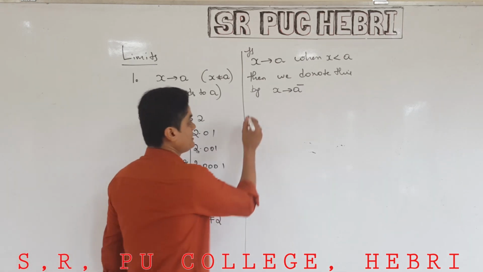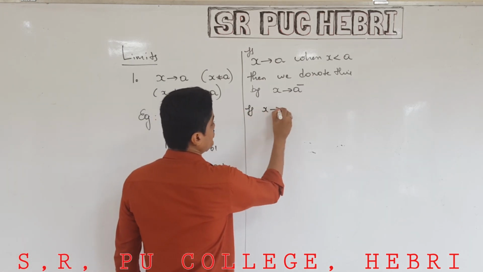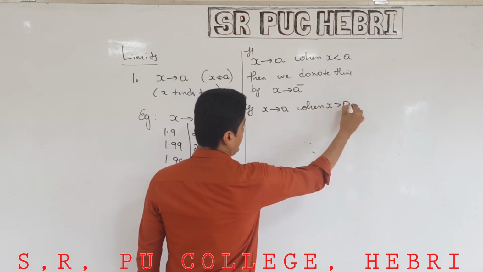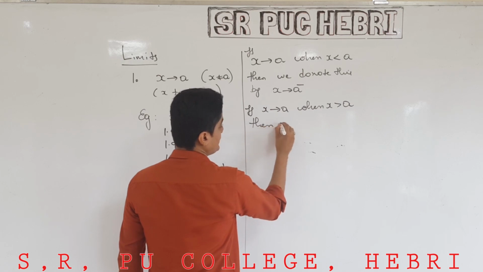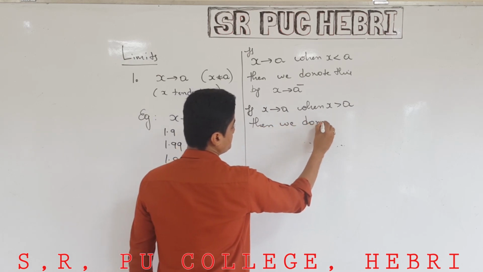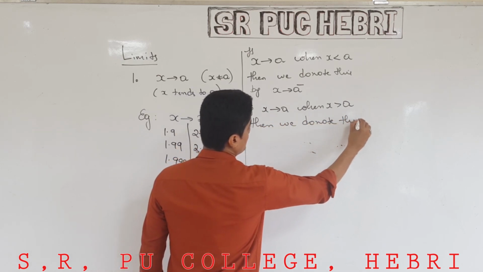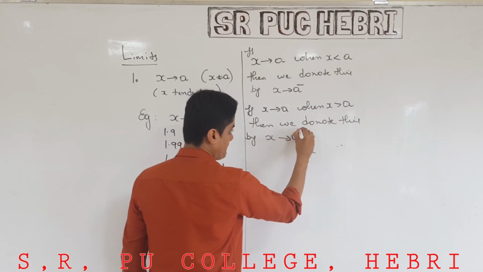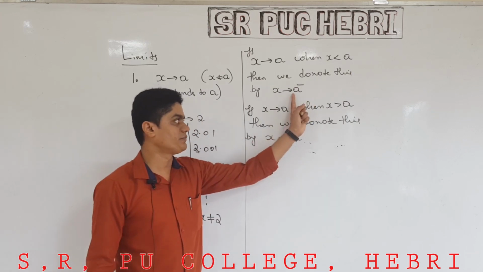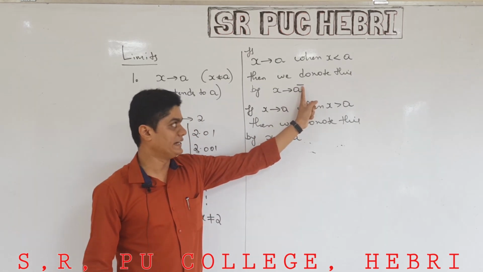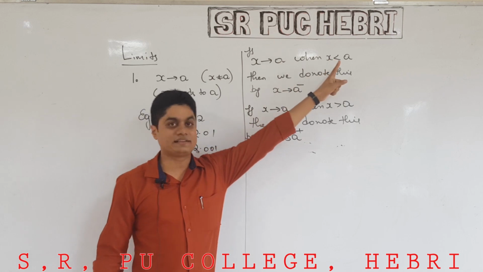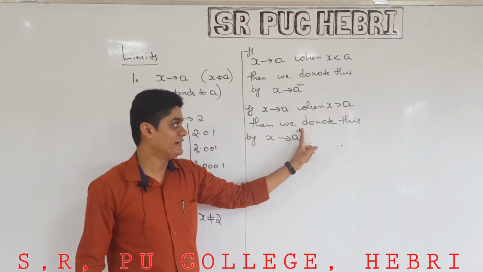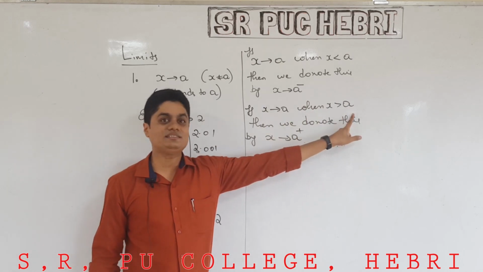Remember that. Similarly, if x approaches a when x is greater than a, then we denote this by x tends to a plus. This is not an operator. Remember, the minus just indicates that it approaches a when x is less than a. This plus is not an operator either. It just indicates that it approaches a when x is greater than a.